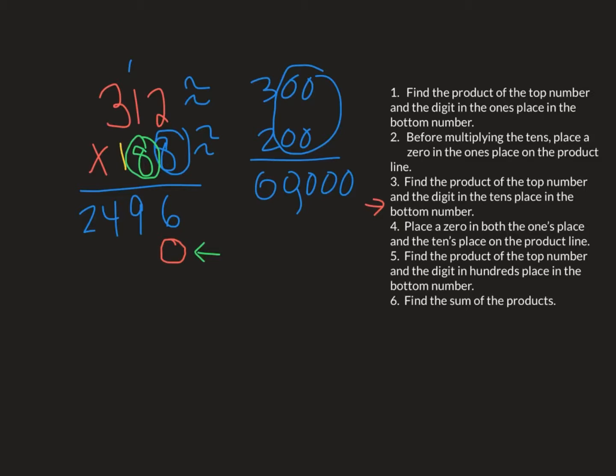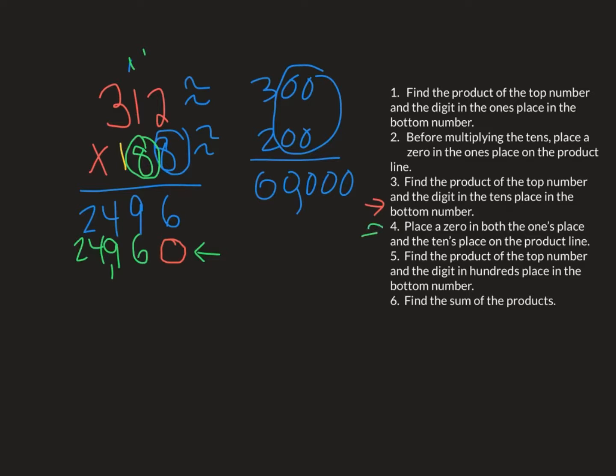Step 3. Find the product of the top number and the digit in the tens place in the bottom number. So 312 times 8. 8 times 2 is 16. I place my 6 and carry my 1. 8 times 1 is 8, plus 1 is 9. 8 times 3 is 24. So 312 times 80 is 24,960.